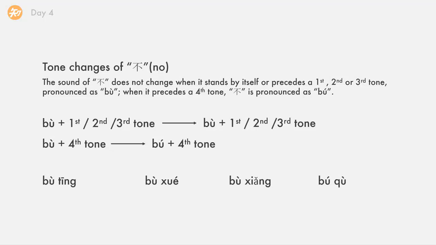不 precedes first, second, third term. Still, it's 不 precedes first, second, and third term. 不 precedes fourth term becomes 不 precedes fourth term. Now, let's take a look at some examples.